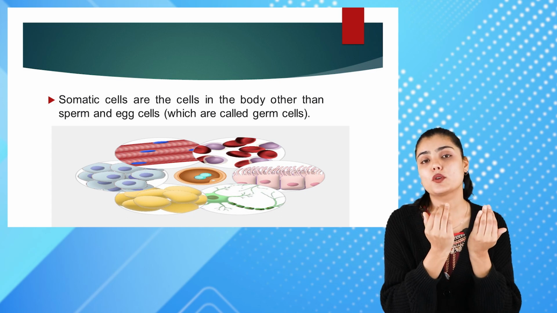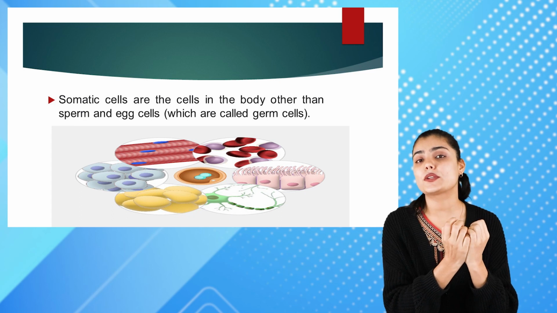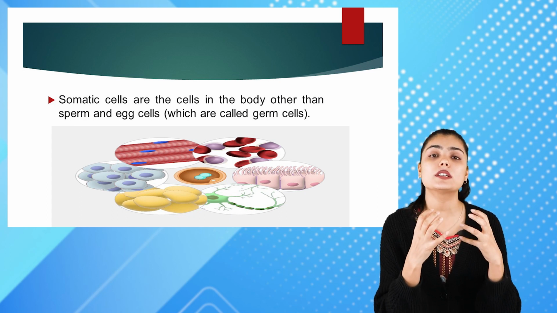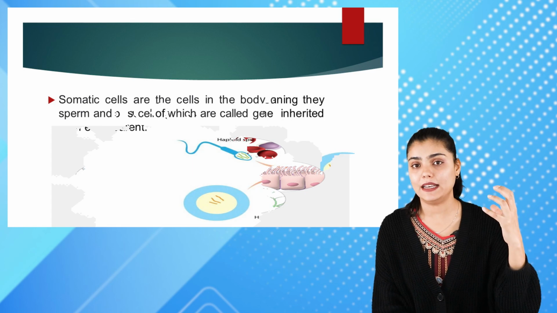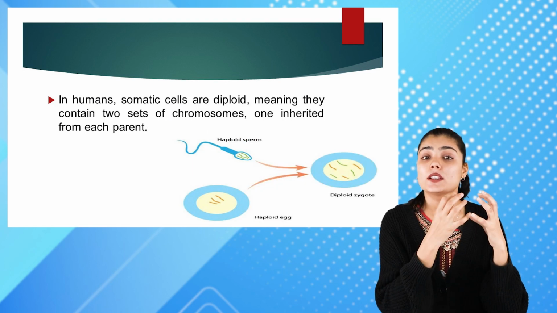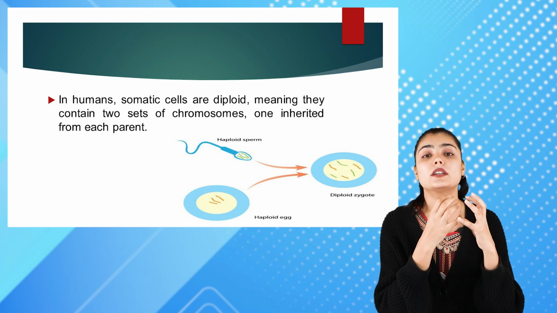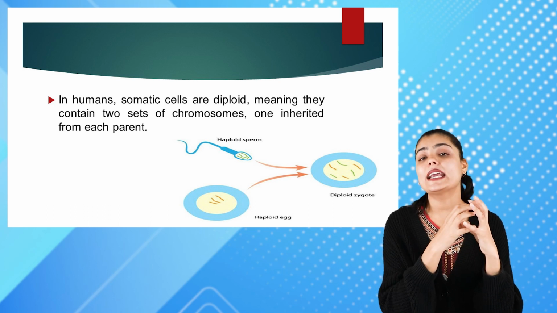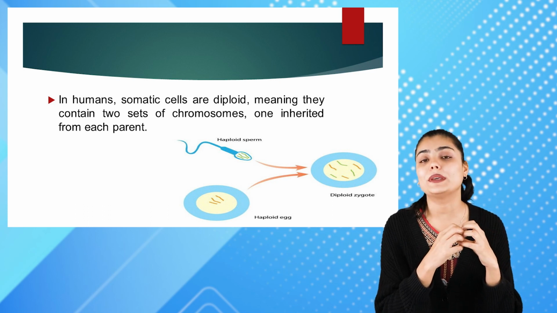All the cells in our body that are not germ cells can be referred to as somatic cells. Now, when we talk about somatic cells, as I said, they undergo mitosis, right? When they undergo mitosis, they form daughter cells, and daughter cells will have the same number of chromosomes like the mother cell. So we can say that somatic cells are diploid. What is the meaning of the term diploid? The term diploid means they contain two sets of chromosomes, one inherited from each parent.